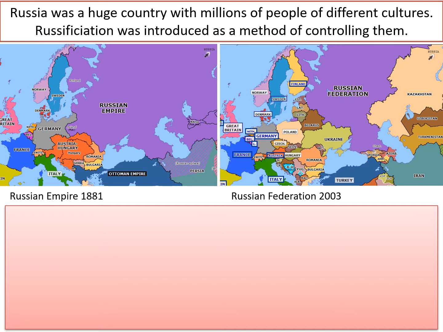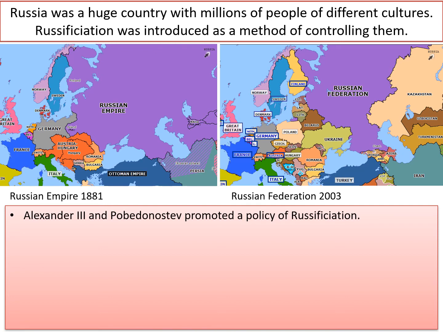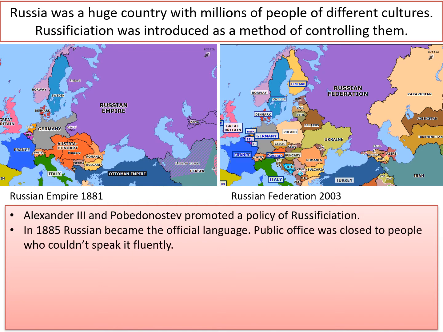So it is key to think about how big Russia really is. Okay, a huge country, which is similar to what we saw last lesson, with millions of people, all of them with different cultures. It's very difficult to govern that. And as a method of trying to control that, a period of suppression was characterised by something called Russification. Pretty much Alexander III and his advisor promoted this policy, and it was to try and just make everything Russian.